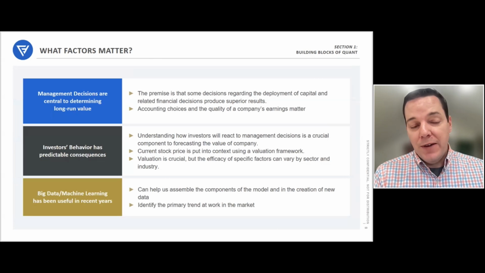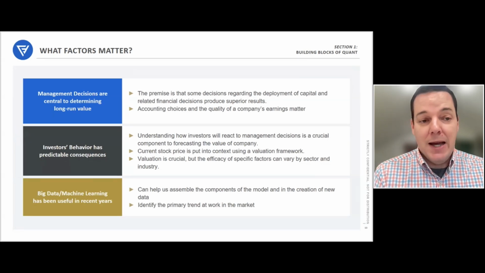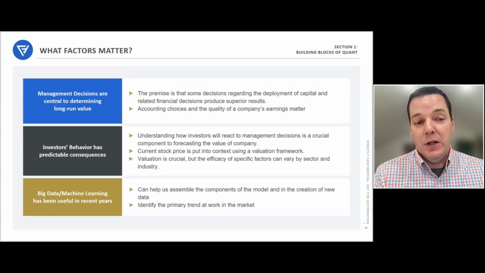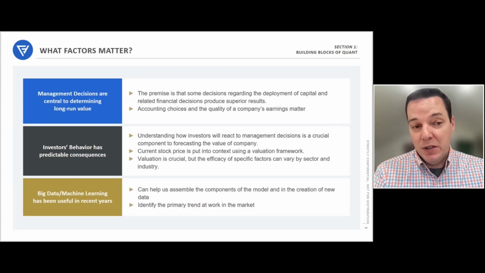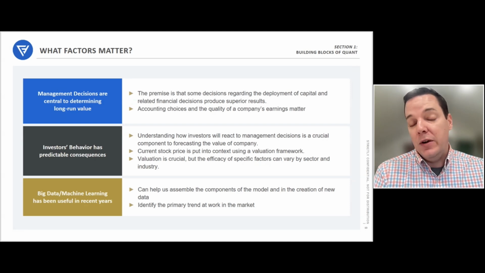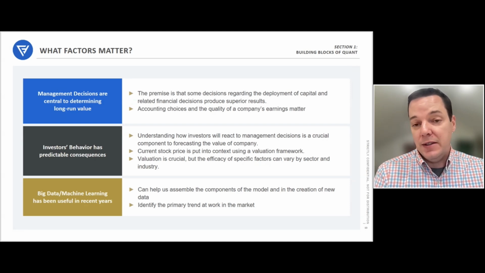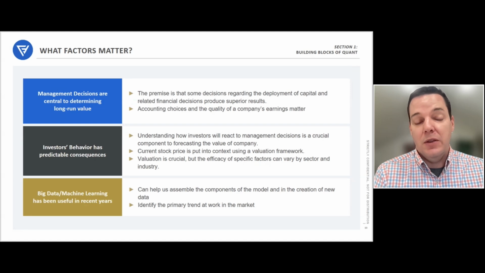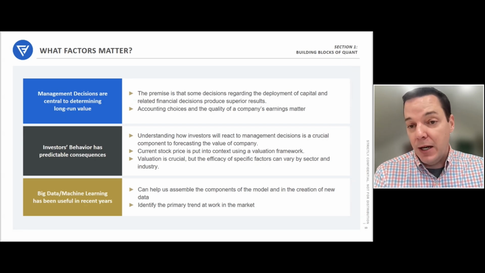So taking a look at some of the factors that we think ultimately matter. When it comes to focusing on fundamentals, we do think management decisions are really central to long run value. Again, less of a trading signal whether or not a stock is going to outperform over the next day or the next week or the next month. But if we look at companies that are making smart decisions when it comes to their deployment of capital, that's something that we think accrues alpha over a multi-year time horizon.